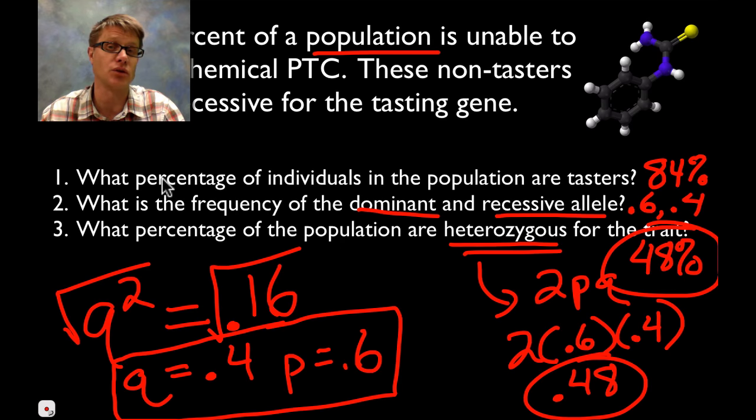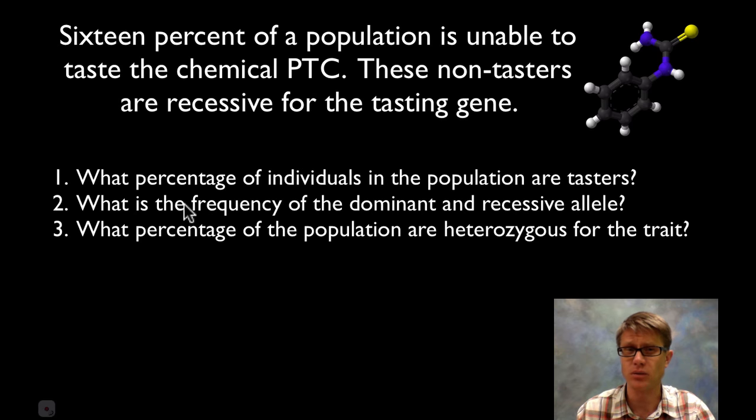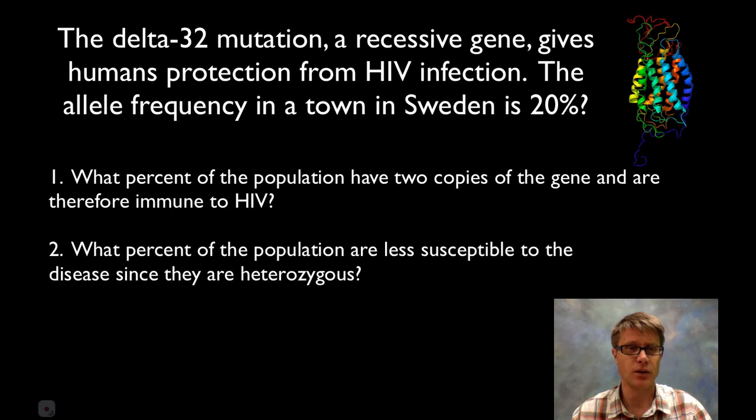Okay, so the majority of questions you get when you're solving Hardy-Weinberg questions, they're almost always going to start by telling you the individuals who are q squared. And so if you remember that and it's an individual, then you're going to do well. Let's go to another problem though, because this is another way you can be asked this question. Let's look at this one.